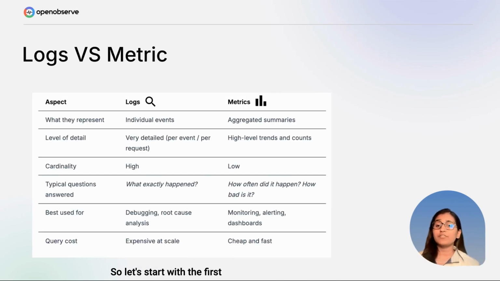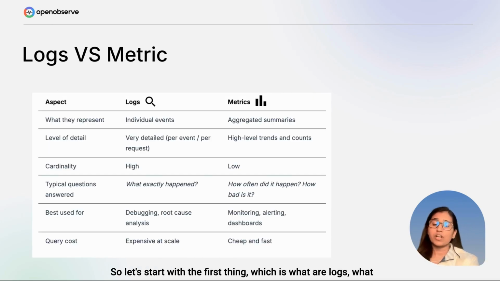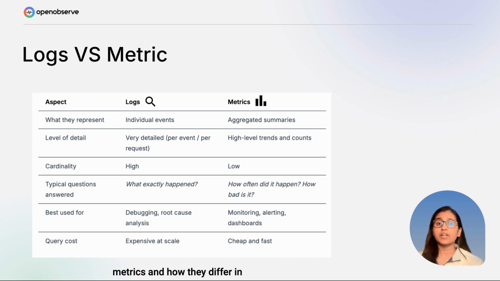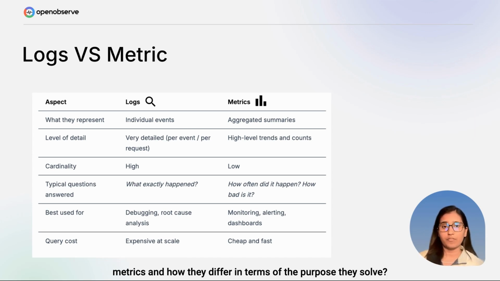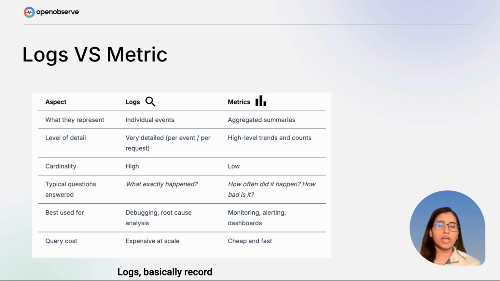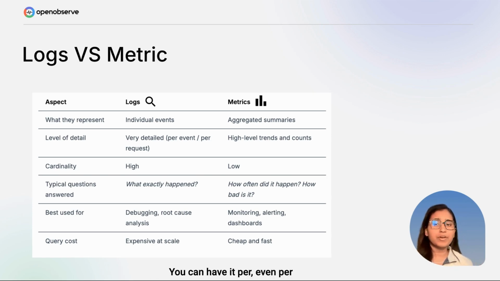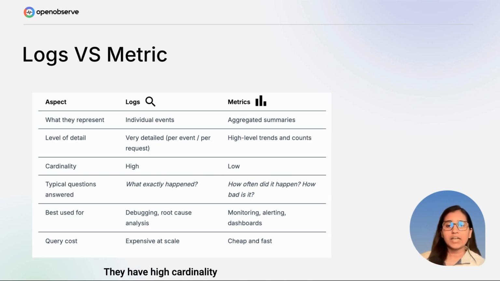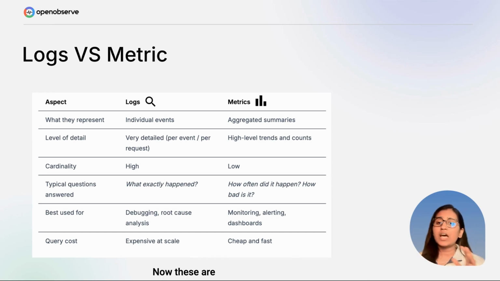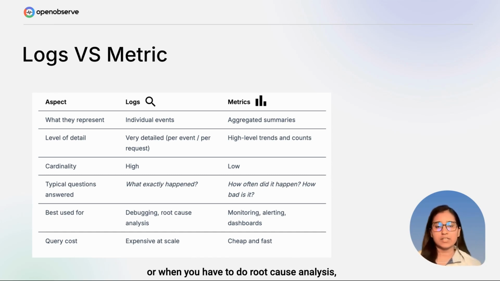So let's start with the first thing, which is what logs are, what metrics are, and how they differ in terms of the purpose they serve. Logs basically record individual events. They are very detailed. You can have one per event, per request. They have high cardinality and they tell you what exactly happened. These are good when you have to debug or do root cause analysis. But running queries on top of this is expensive at scale.